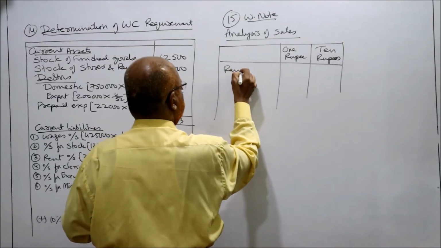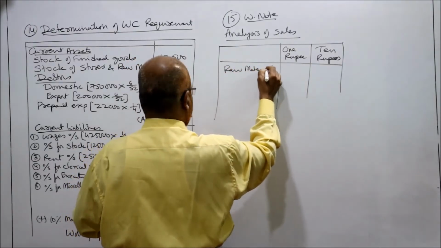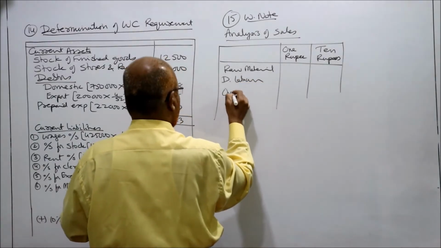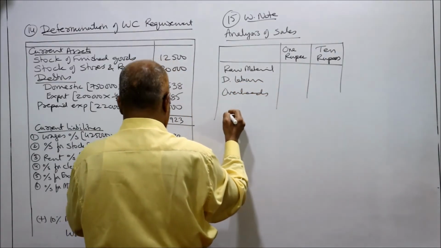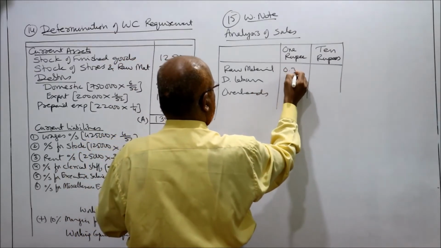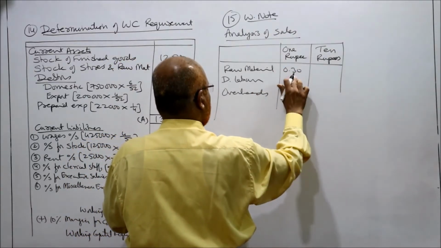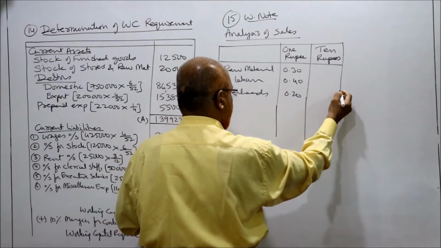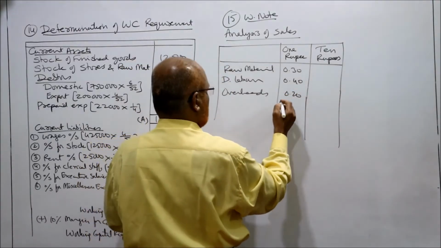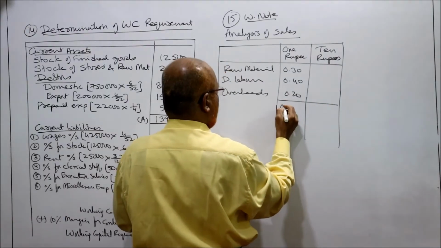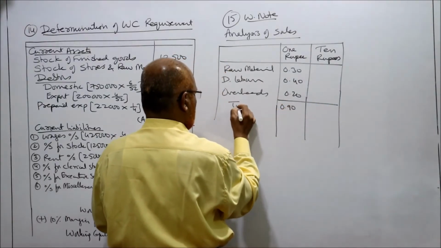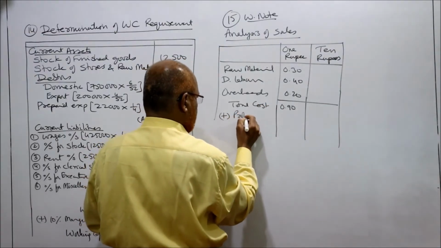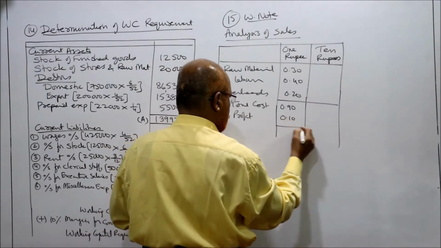Raw material, direct labor, overheads. It is given 30 paisa, 40 paisa, 20 paisa. So total is 0.90. This is the total cost. Add profit 0.10.